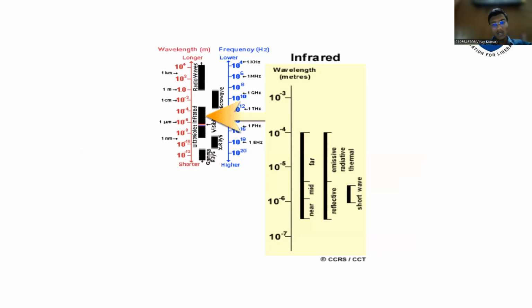The infrared region is in the range between 10 to the power of negative 7 to 10 to the power of negative 3.